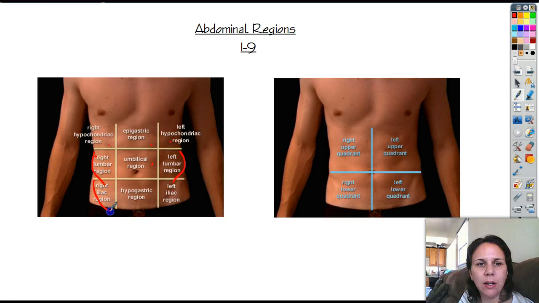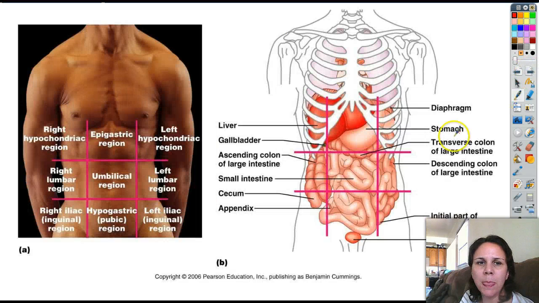And then right here, there are your hip bones. And your hip bone, at least that part right there, is called the iliac crest. So that means that this is the right iliac region and this is the left iliac region, because it's right on top of the iliac bone or crest, which is part of your hips. Okay? So umbilical's in the middle, above your stomach, epigastric, below your stomach, hypogastric. Right under your cartilage, hypochondriac, left under your cartilage, hypochondriac. Right lumbar, left lumbar, and then right iliac, left iliac. Okay, fairly simple. Here's a picture.